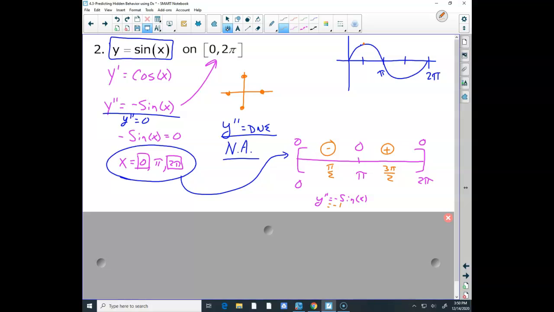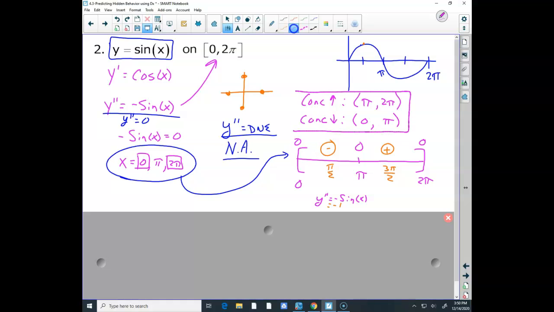And if I listed my concave up, concave down, when am I concave up? I'm concave up from pi to 2 pi, right? And I'm going to be concave down from 0 to pi. Those are my intervals of concavity, right?